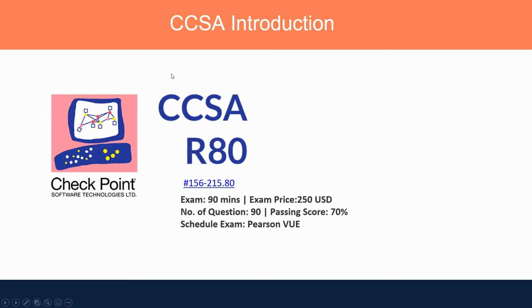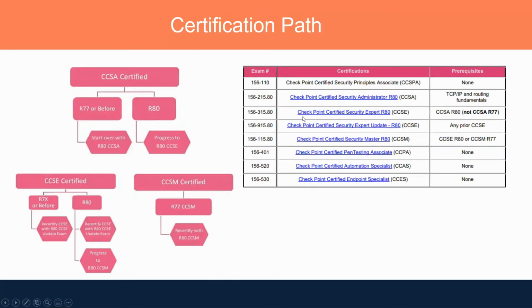Now moving to the next one, about more certifications offered by Checkpoint. CCSA is the mid level of certification, and after CCSA we can go for the CCSE. This is the expert one, and after CCSE we can go for the CCSM. Apart from this line of certification, we can also go for other certifications, such as Checkpoint Certified Security Principal Associate and more.